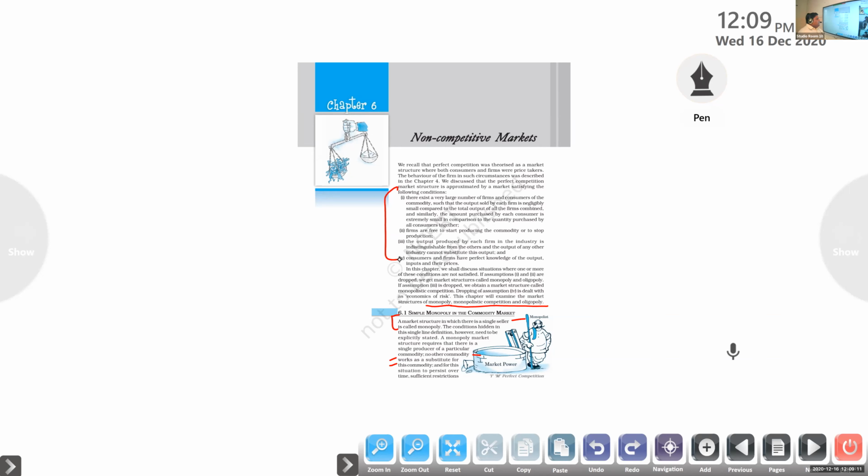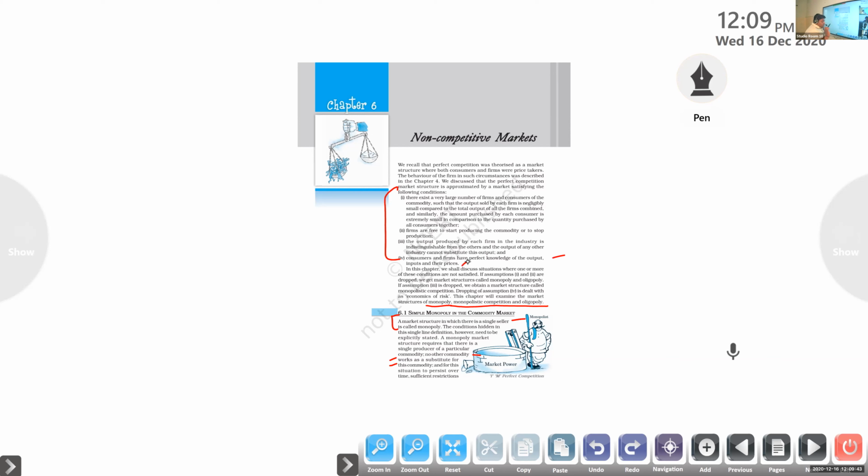The third point: the output produced by each firm in the industry is indistinguishable from the others, and the output of any other industry cannot substitute this output. Different firms are there, producing different products. The product produced by one firm is not a substitute for the product produced by the other firm. Clear. Next one, consumers and firms have perfect knowledge of output, input, and their price.